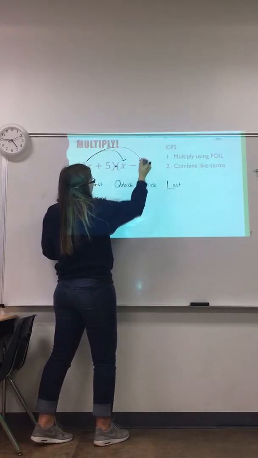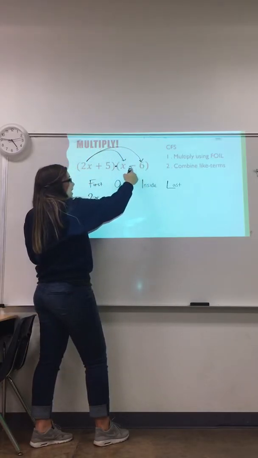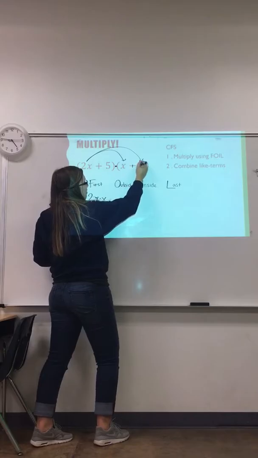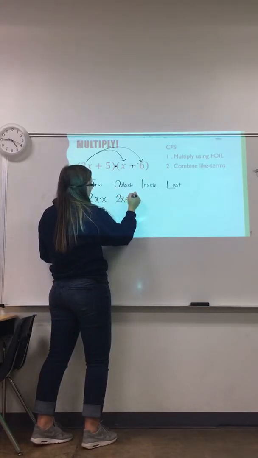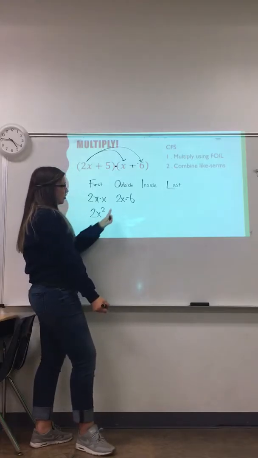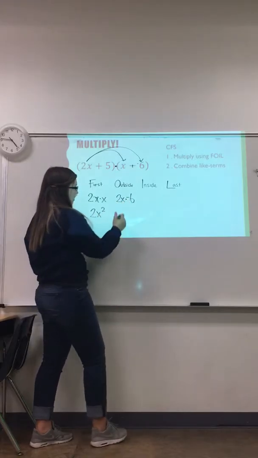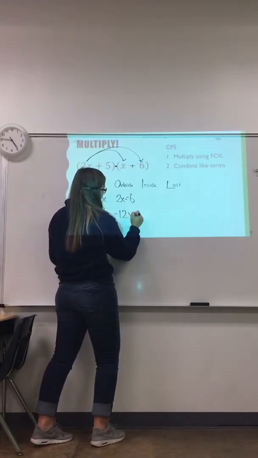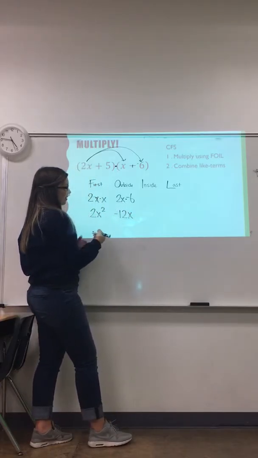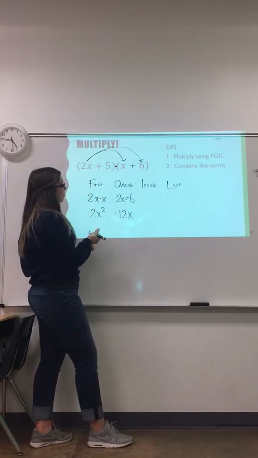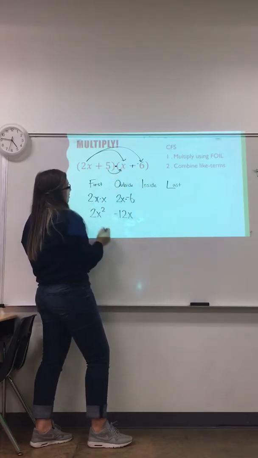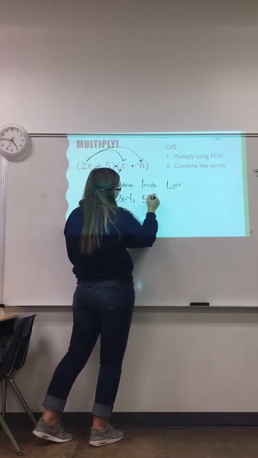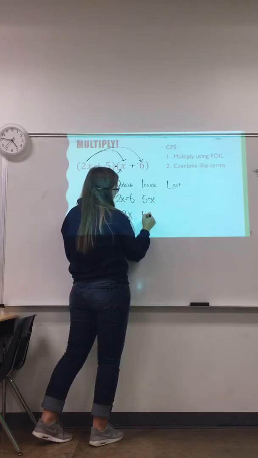2x times, we want to keep in mind that this minus here means I kind of have a -6. So 2x times a -6. 2 times a -6 gives me a -12x. We just plop that x on the end, there's nothing to multiply it with. I stands for inside, so the meat of my sandwich, 5 times x. Easy, this gives us 5x.